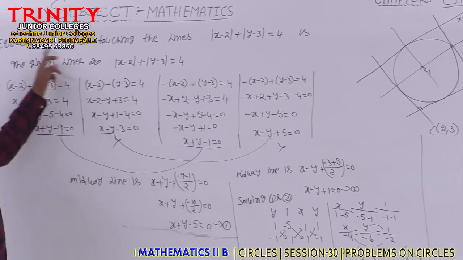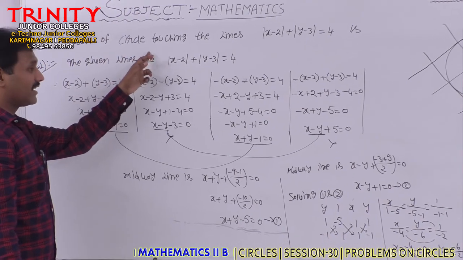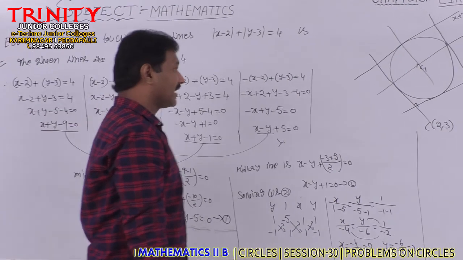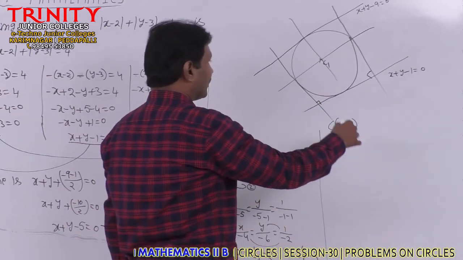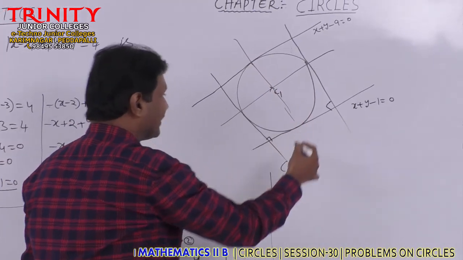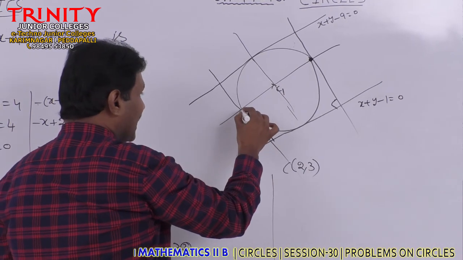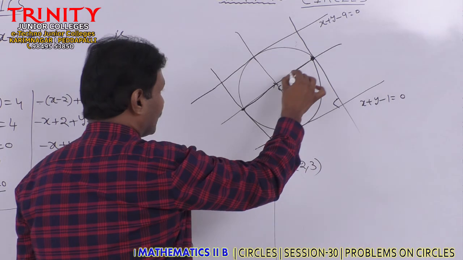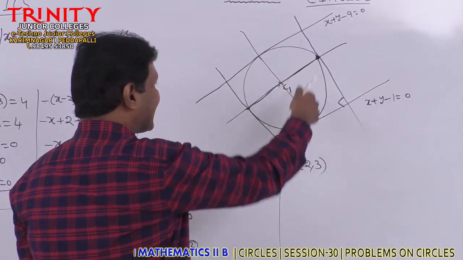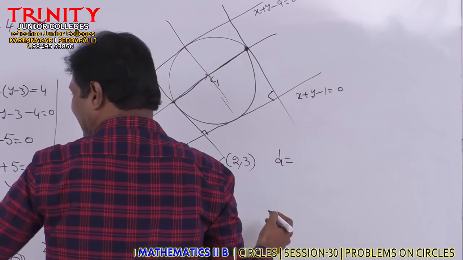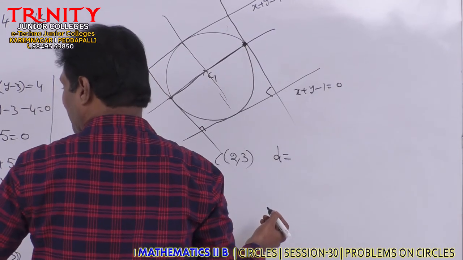Next we find the radius of the circle. Actually, we need the equation of the circle, that's why we need the center and the radius of the circle. Radius of the circle is half of the diameter. Diameter is the distance between the parallel lines. These are the two parallel tangents, and that is the point of contact. This is the diameter. The length of the diameter is the distance between the parallel lines.